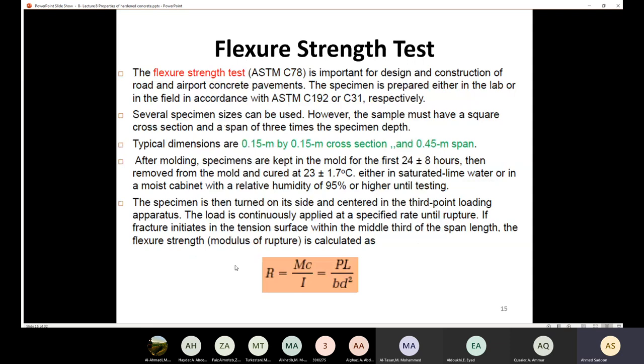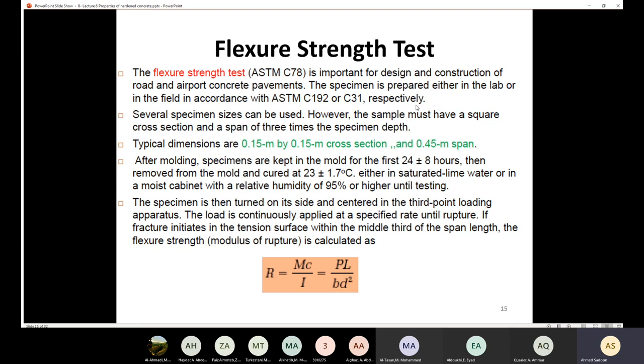The last test in the destructive tests, we had the flexural strength test. The flexural strength test is important for design and construction of road and airport concrete pavement. The specimen is prepared either in the lab or in the field according to ASTM C192 or C31 respectively. Several specimen sizes could be used.